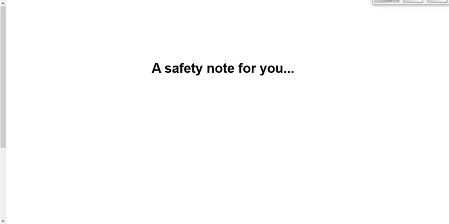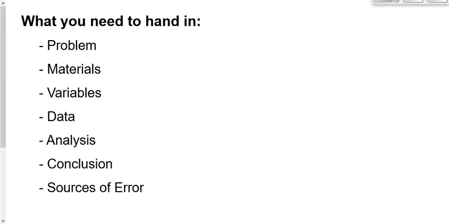Okay? What do you have to add in for this? Your problem and your materials, your variables, manipulated, responding and control variables, your data, which of course consists of one table, your analysis, which consists of another table and a graph, your conclusion, and your sources of error. Due on Friday.